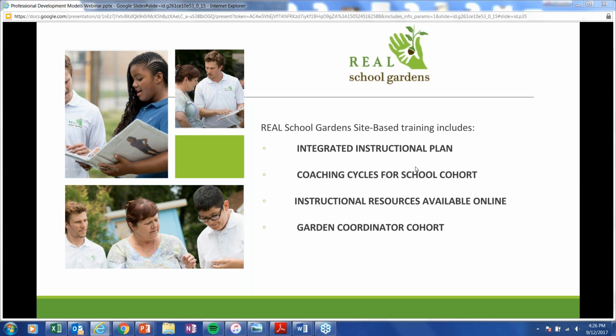Then we come back and we observe the teacher and their students, really looking at student engagement, looking at questioning, looking at exploration. Then we plan with the teacher for the final observation, where the teacher hopefully has built up some understanding of how to plan an outdoor lesson using the garden. And this happens over a series of years.